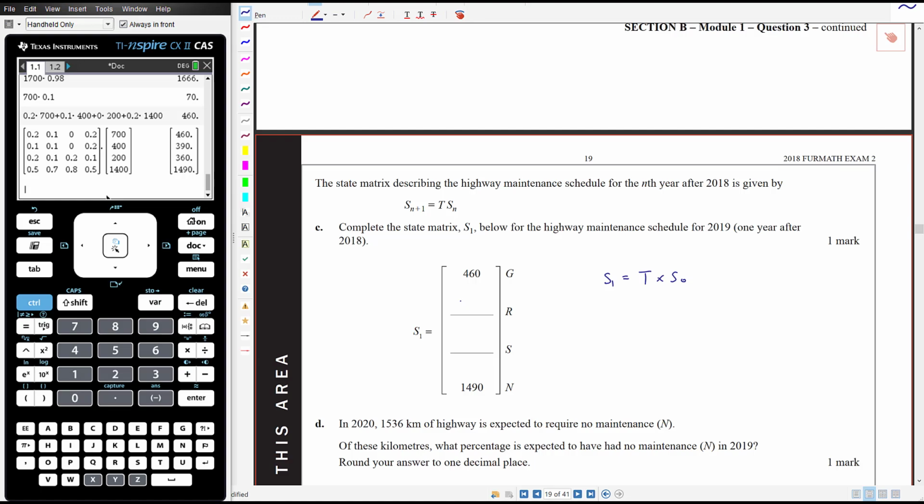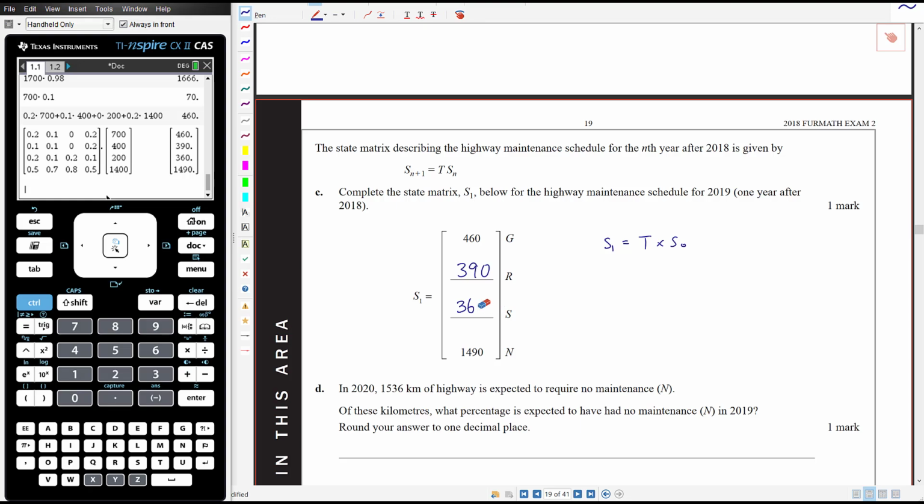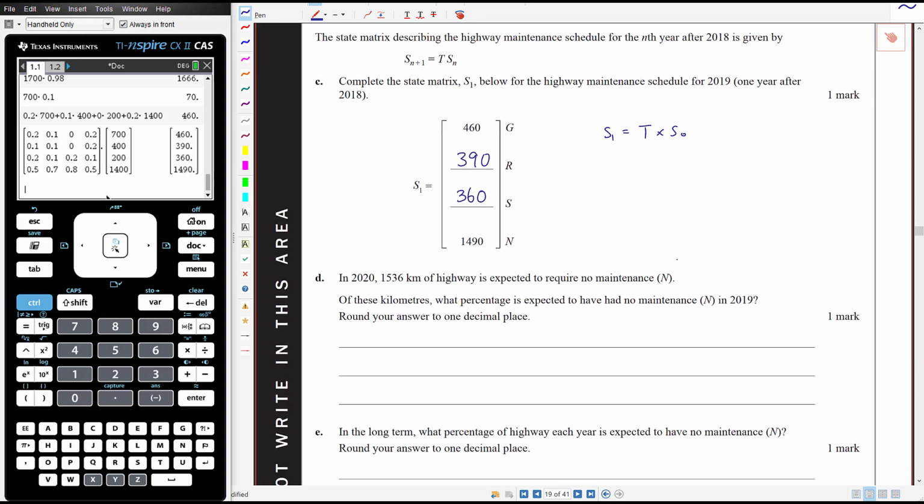So 460 is confirmed, 390, 360 and 1490 is also confirmed. So these are nice little checks to make sure that we've got our answer right. There should be no reason for getting that wrong.